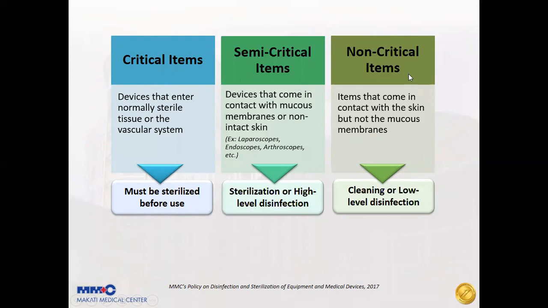Non-critical items are items that come in contact with the skin but not the mucous membrane. Examples of non-critical items are bed pads, blood pressure cuffs, couches, and computers. For non-critical items, we have to perform cleaning or low-level disinfection. So we can use 70% alcohol, surfactants, or bleach in disinfecting non-critical items.